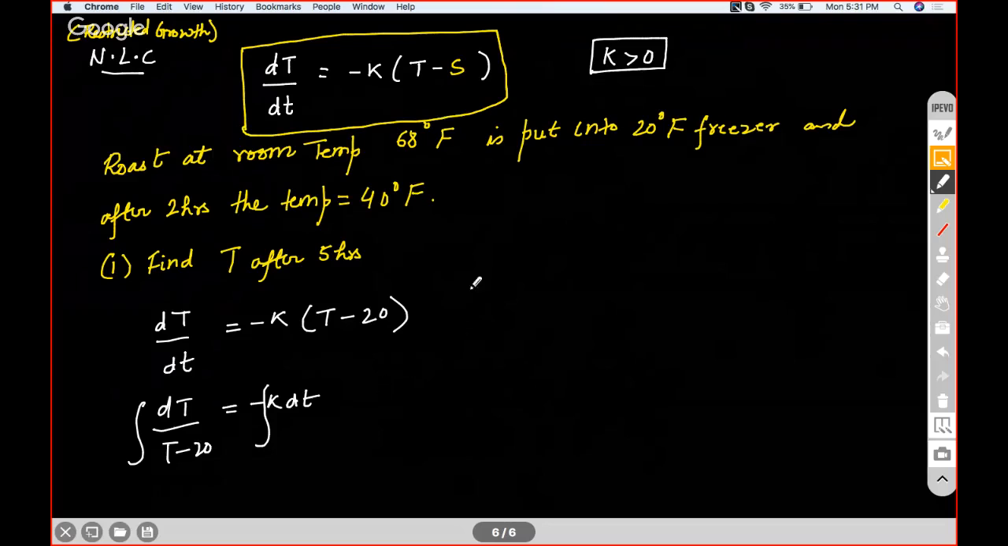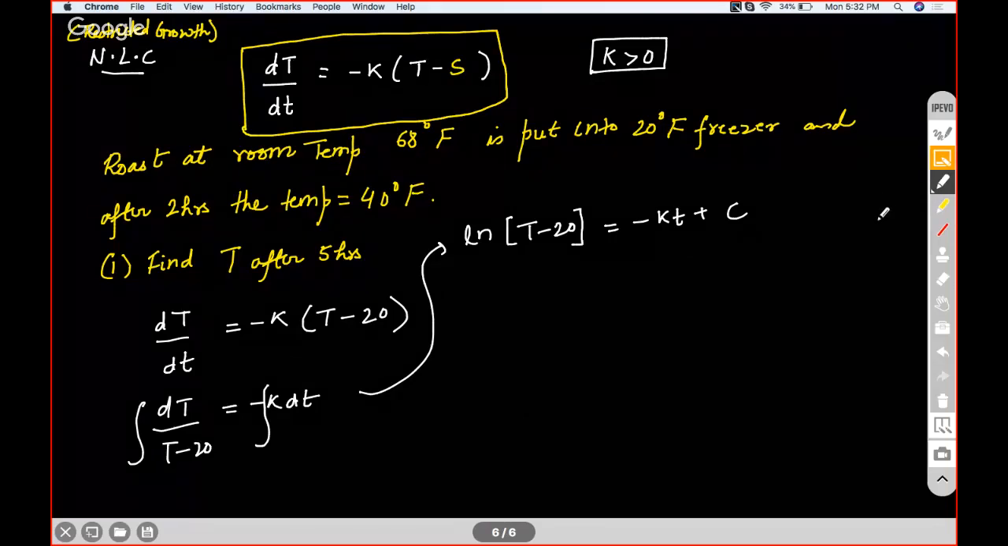What will I get? ln T minus 20. You actually did not need to write mod, because your temperature will never go below the temperature of the refrigerator. It's not required because T minus 20 will already be positive. The freezer cannot make the temperature go below the temperature of the freezer, right?